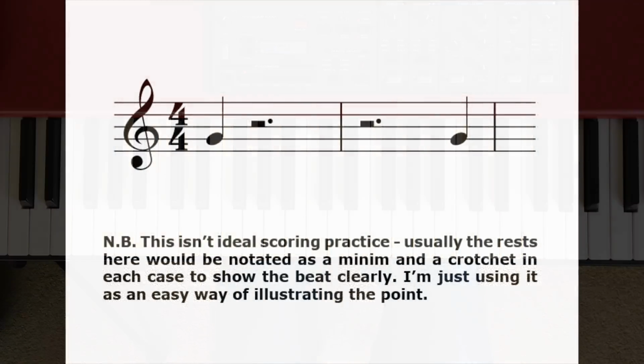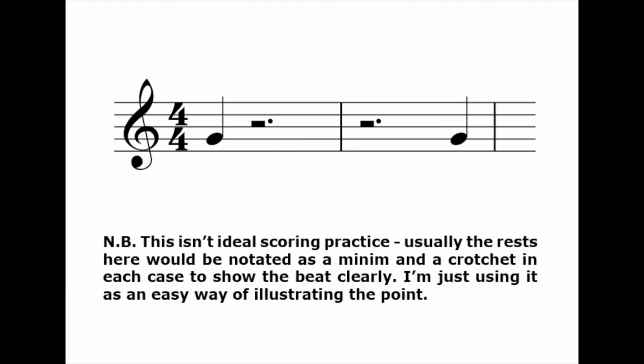In this first example, you can see we've got 2 bars, 2 measures of 4/4 time, and in each bar there is a dotted minim rest. If we just look at the first bar, we've got a single crotchet on beat 1 and then 3 beats of silence. And then in the second bar, we've got 3 beats of silence and then a single crotchet.